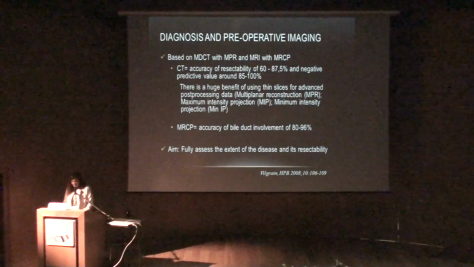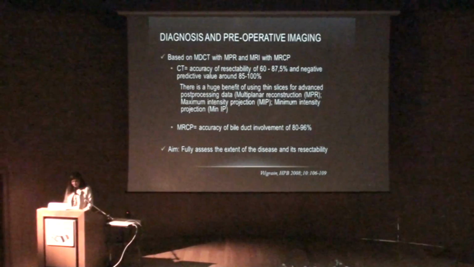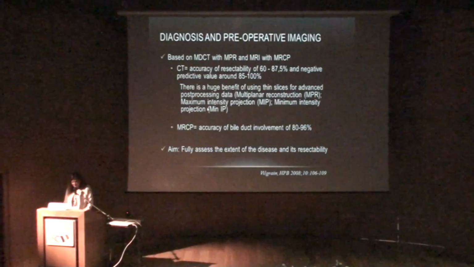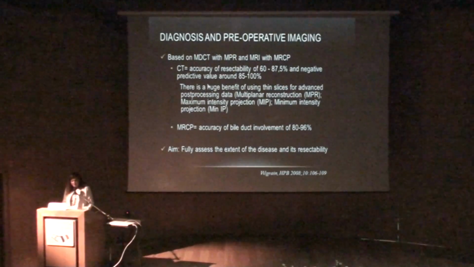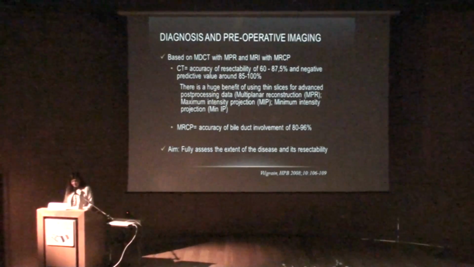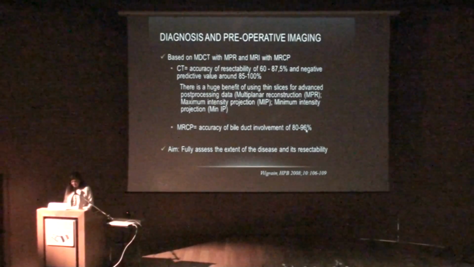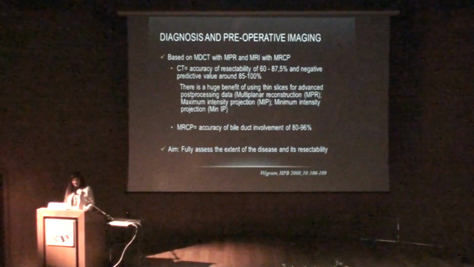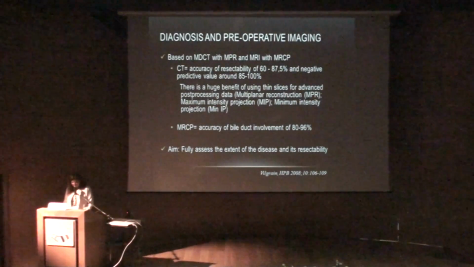for advanced post-processing data. I will show you some examples if you want to do multiplanar reconstruction, maximum intensity projection, or minimum intensity projection. And in addition to the MDCT, you have to do an MRCP for the bile duct involvement, and the accuracy of bile duct involvement using this technique is around 80 to 96%. And the aim of this imaging is to fully assess the extent of the disease and its resectability.